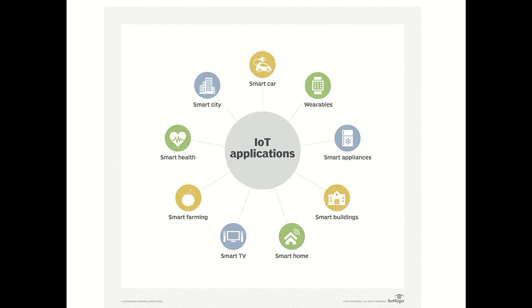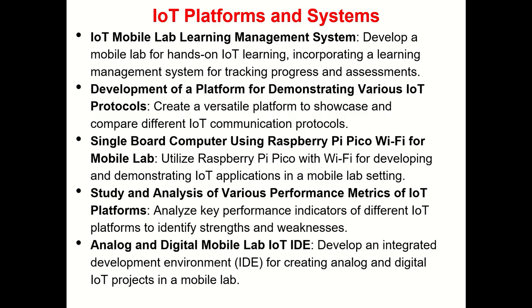All right, so that's how you can look at the IoT application demography in terms of wearable devices, smart appliances, smart buildings, smart homes, smart TVs, smart farming, smart health, smart city, smart cars, and so on. So what is that smartness? Smartness comes because of the sensors. Smartness comes because of the algorithm in it. So that's where, from an engineering point of view, your whole focus is about the mathematics.